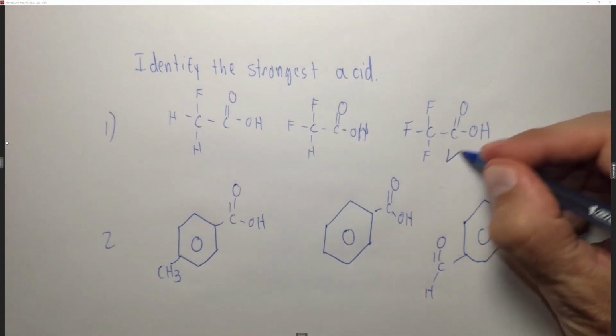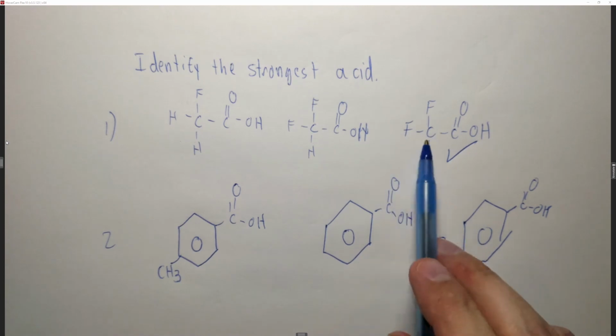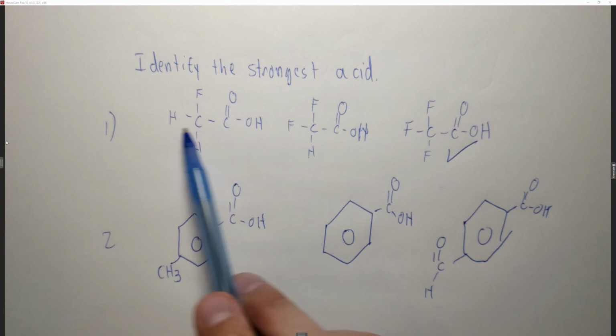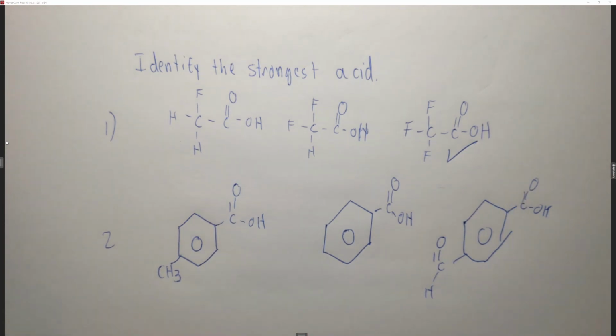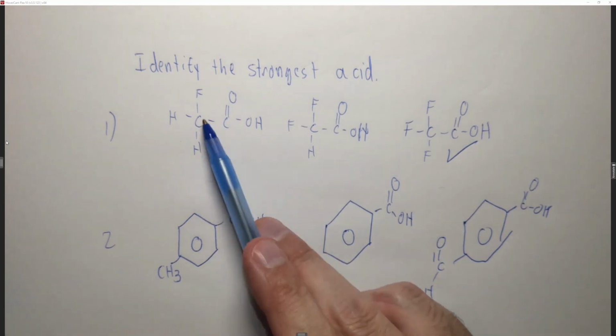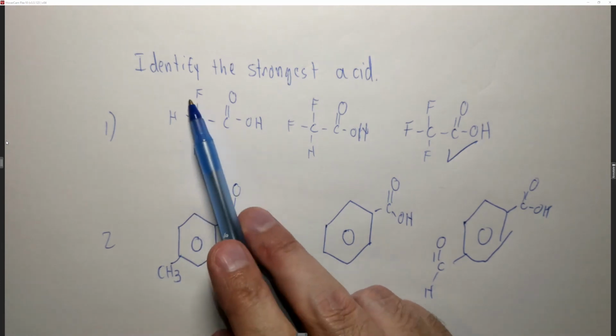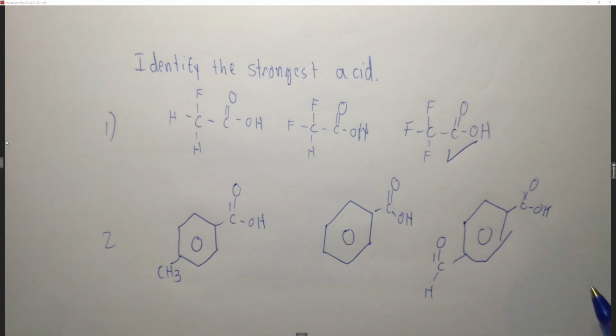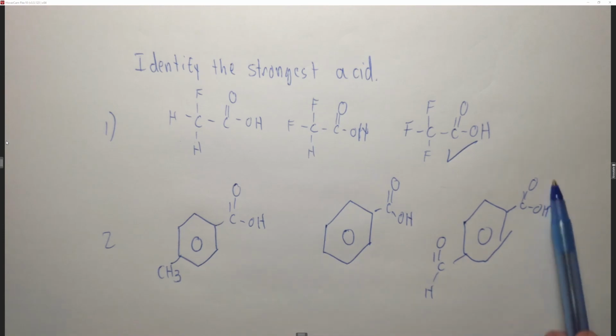Well, having 3 electron withdrawing groups is better than having 2, is better than having 1. But all of these would be stronger acids than acetic acid itself, where all of these are H's. So it's a CH3 instead of a CFH2, a CF2H, or a CF3. Okay, so this is our strongest acid. How about the next case? We have a benzoic acid with a methyl group. We have just benzoic acid, and we have a benzoic acid with an aldehyde group.